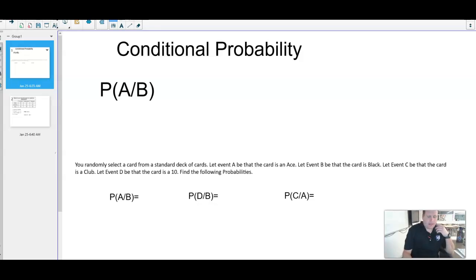All right, so we're looking at conditional probability today. This is just a subgroup under the bigger idea of probability. This is just probability on some sort of condition. That's why they call it conditional probability.